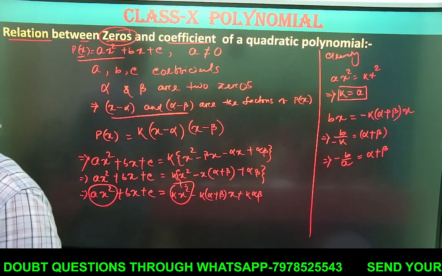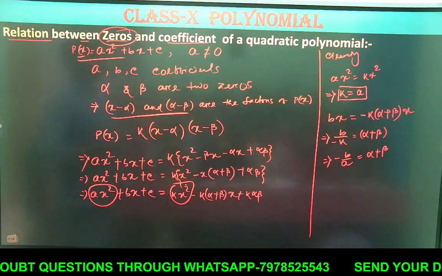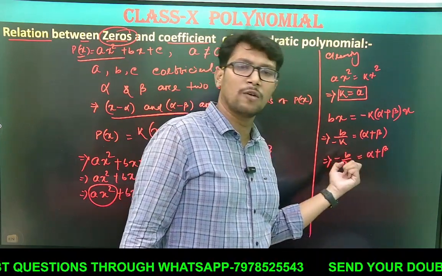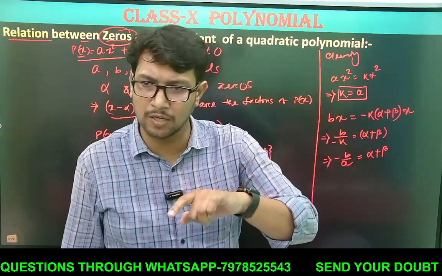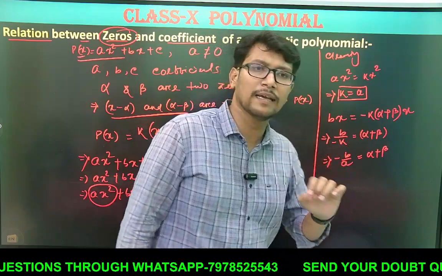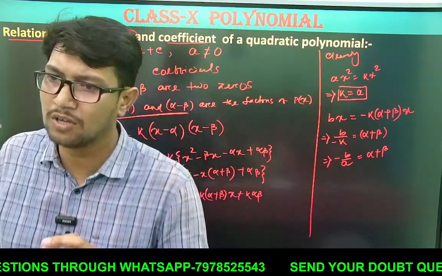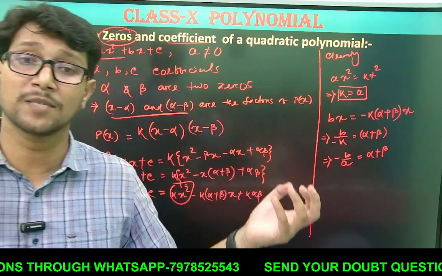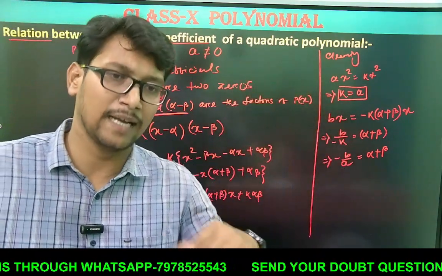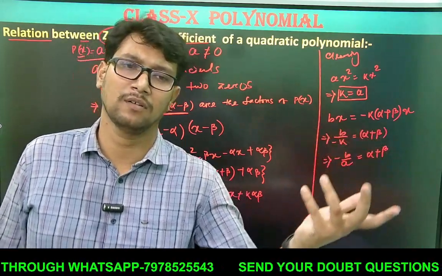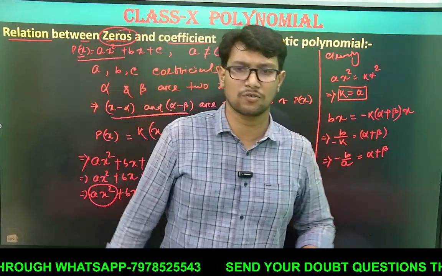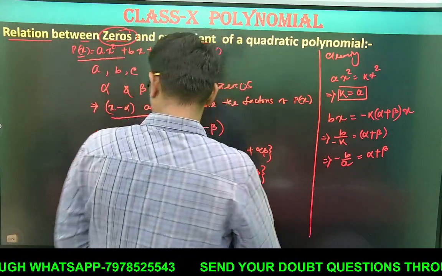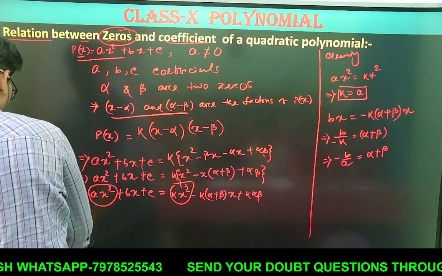Clear? Understood? Everyone? So we have got our first relation, that is, the sum of zeros of a quadratic polynomial equals minus b by a. Sum of zeros equals minus b by a. And what is b? Coefficient of x. And what is a? The leading coefficient, or coefficient of x square. Is this clear, everyone? Okay. So this is our first relation.